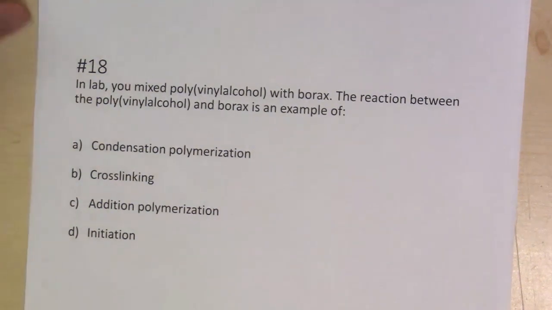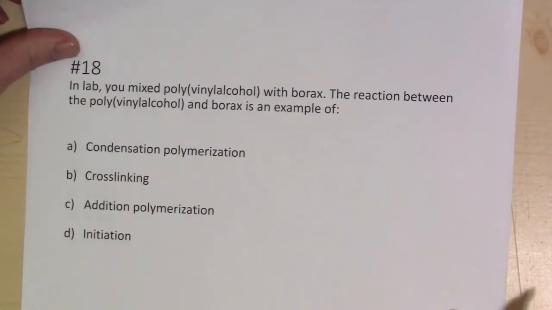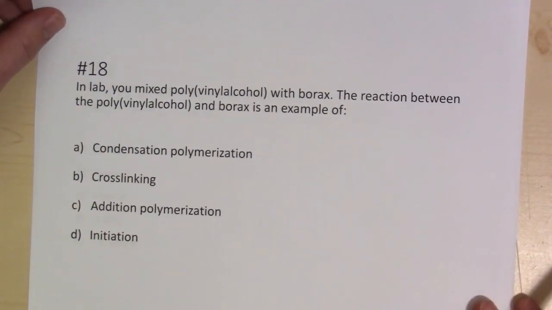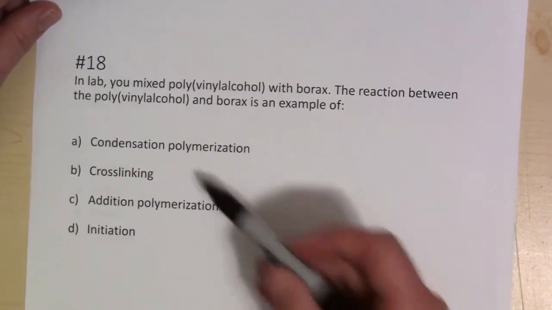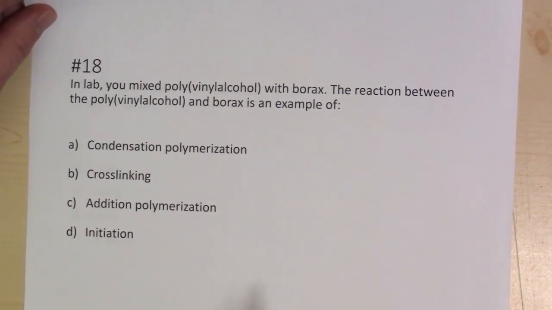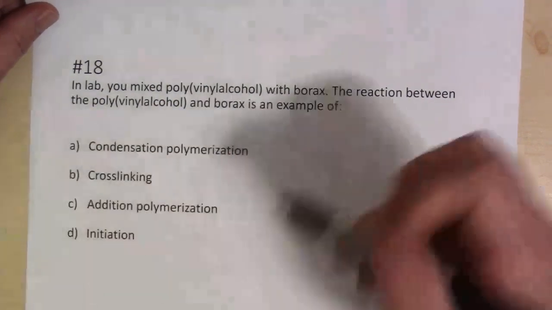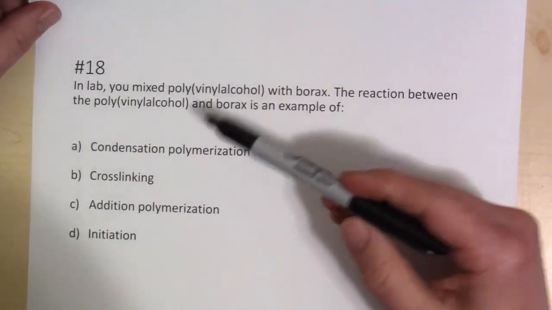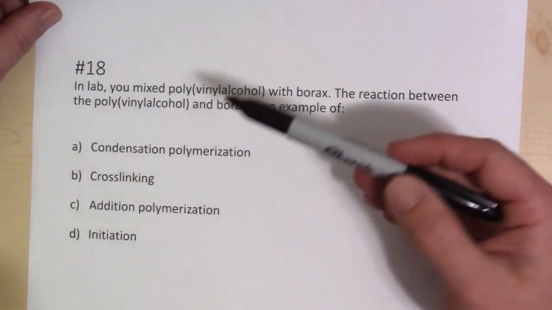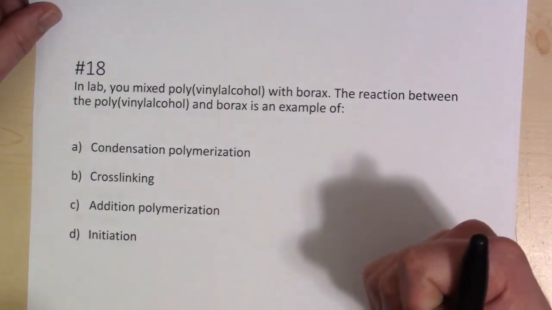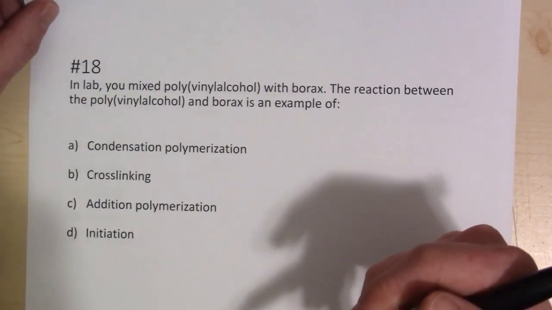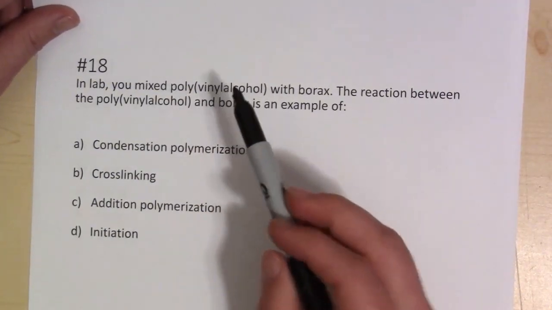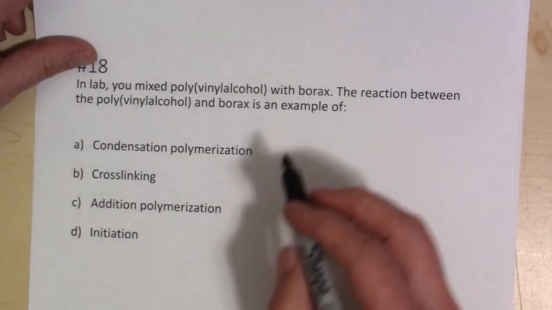Alright, moving on to number 18. It says in lab, we mix polyvinyl alcohol with borax. The reaction between the polyvinyl alcohol and the borax is an example of which of these answer choices here. These two are different polymerization reactions. Condensation polymerization and addition polymerization we saw examples of earlier in problems in the exam. So you actually formed the polyvinyl alcohol using addition polymerization.